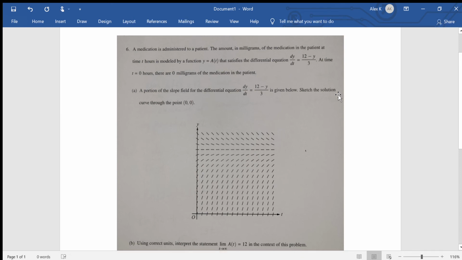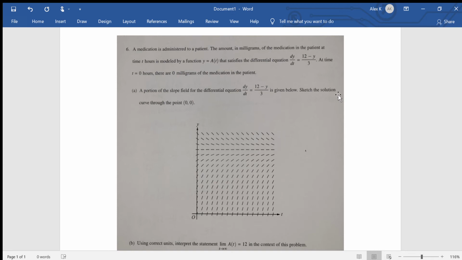Hi, this video is on question number 6, 2021 AP Calculus AB exam. A medication is administered to a patient. The amount of milligrams of the medication in the patient at time t is modeled by the function y equals A of t. The differential equation for that function is given to us, and at time t equals 0 there is 0 milligrams of the medication in the patient. A portion of the slope field is given below. Sketch the curve through point (0, 0).